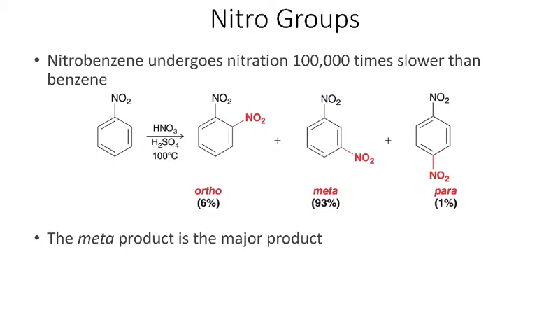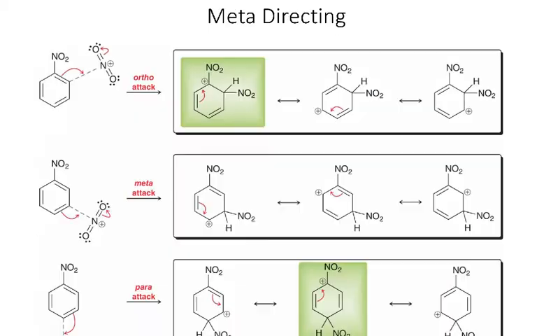And just like we did with the activating groups, the way we can see where the group is going to add is by looking at the resonance structures of the sigma complex. Okay, so just like we did in the last video, we're going to look at all the resonance structures of the sigma complex that we get when the nitro group attacks in the ortho, the meta, and the para positions.